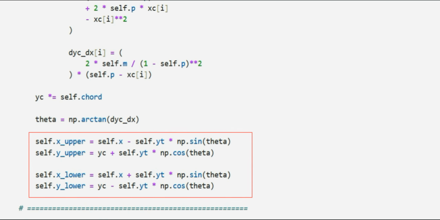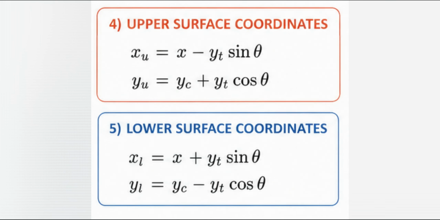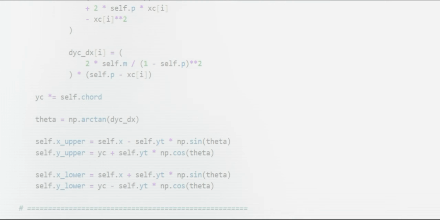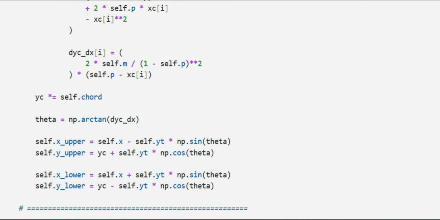Instead of simply adding yt directly to yc, we offset the thickness perpendicular to the camber line. Similarly, we calculate the lower surface by offsetting the thickness distribution in the opposite direction. These equations are used to calculate the final upper and lower surface coordinates of the airfoil. The important point here is that the thickness is applied perpendicular to the camber line, rather than simply adding the thickness in the vertical y direction. This gives us a more accurate representation of the actual NACA airfoil geometry.